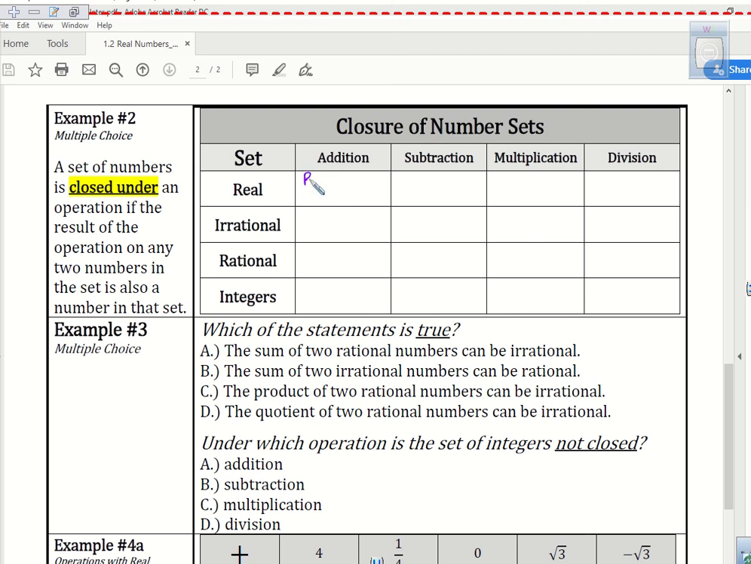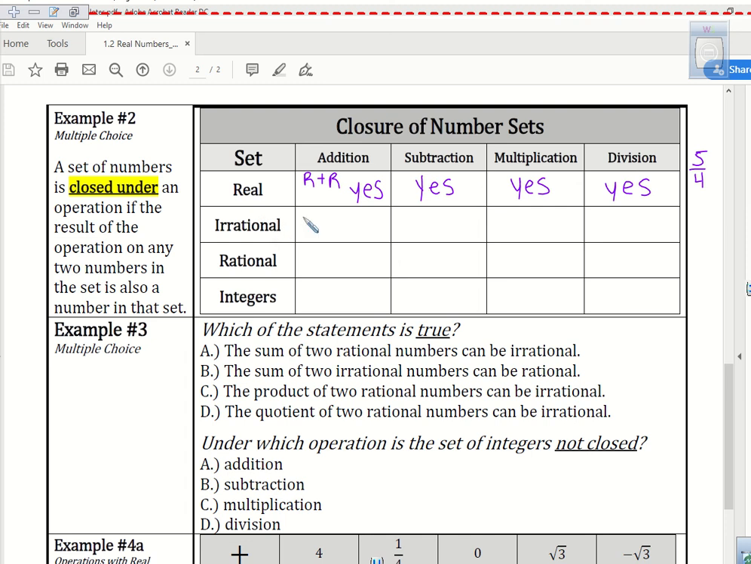Okay, so real numbers are closed under addition. This means a real number plus a real number always equals a real number. Okay, I want you to put yes here. It is closed under addition. Real numbers are also closed under subtraction. A real number minus a real number always yields a real number. Yes, they're closed under multiplication for the same reason. And yes, they are closed under division. Think about division. Whenever you divide two things, like 5 divided by 4, that gives you a fraction, right? All fractions are real numbers.